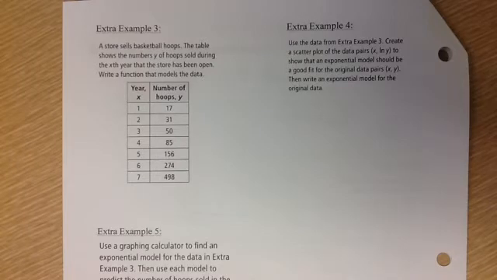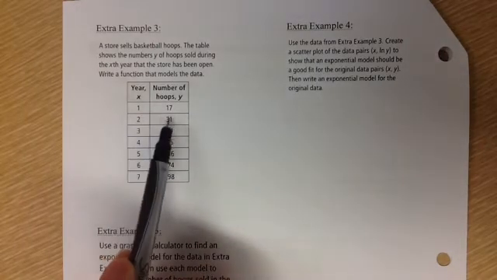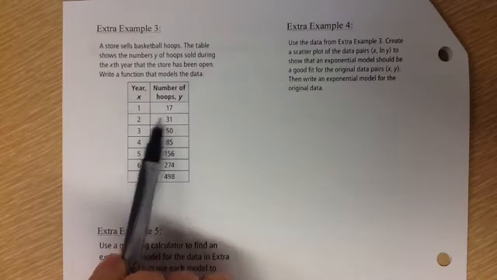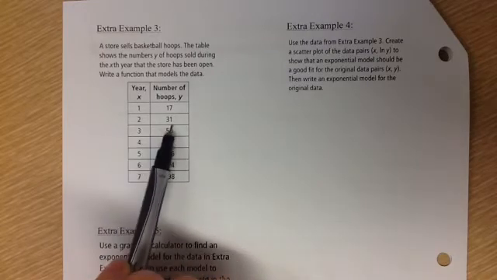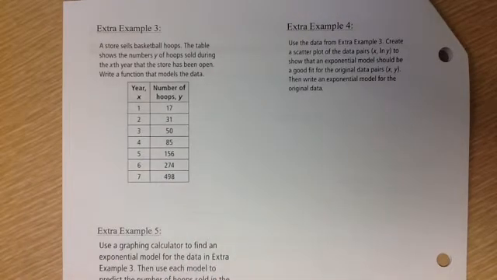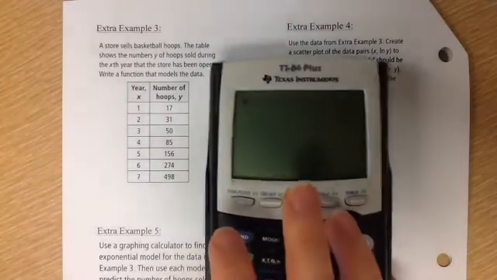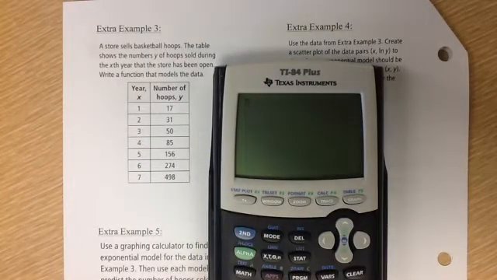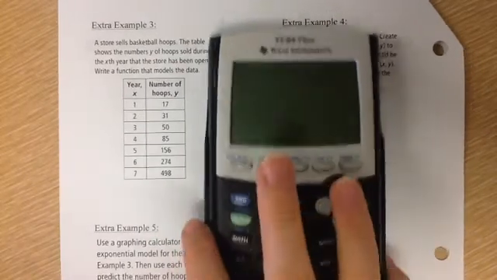So here, example 3, a store sells basketball hoops. The table shows the number y of hoops sold during the xth year that the store has been open. After 1 year the store was open, they sold 17 basketball hoops. After 2 years, they sold 31 basketball hoops, and so forth. We want to write a function that models that data. So first, I'm going to plot this data in my calculator.